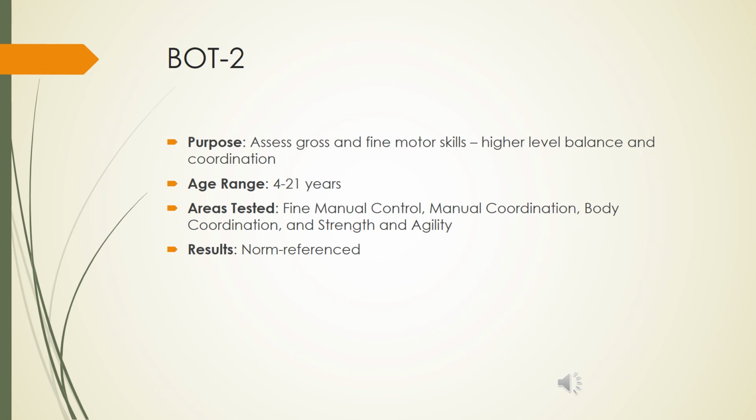So you can pick kids up a little bit earlier on that might need a little bit of help with some PT/OT stuff, keeping up with their peers. But it specifically looks at fine motor control, manual coordination, body coordination, so alternating movements, those kind of things, and then strength and agility. And it's also a norm reference test looking at comparing their skills towards those age-matched peers.